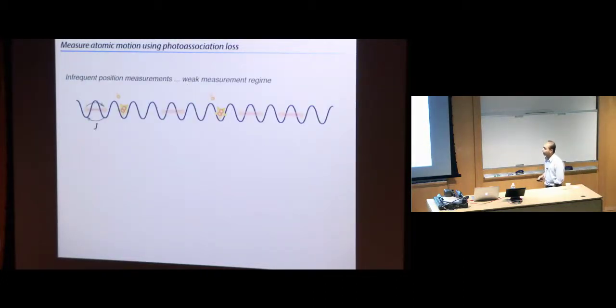Okay. And the way we measured the influence of the measurement on the tunneling process was basically by looking at a diagnostic that we use a lot in cold atoms, which is photoassociation loss. Okay, and photoassociation loss probably needs some explaining.